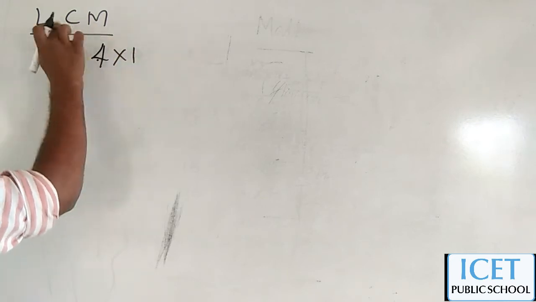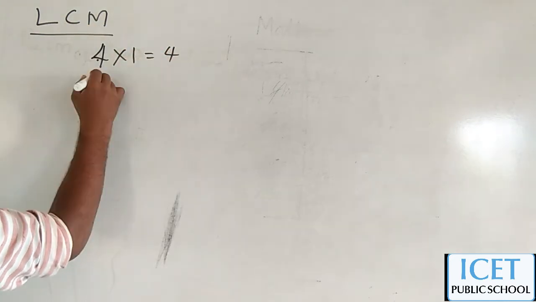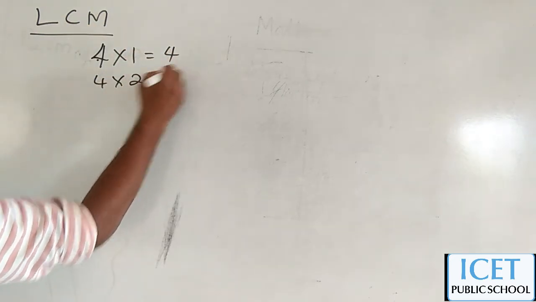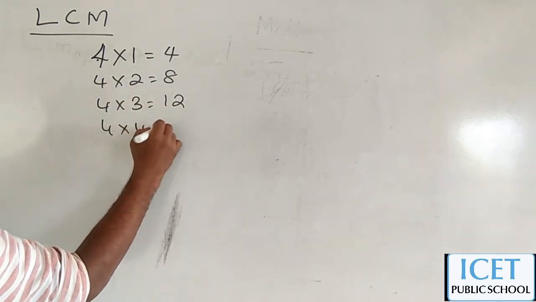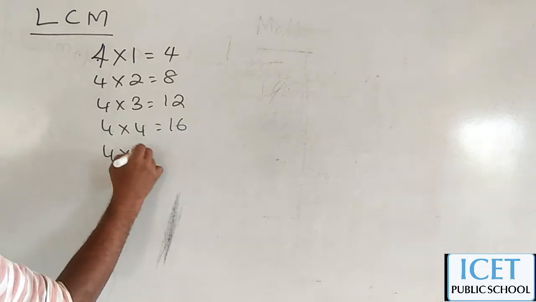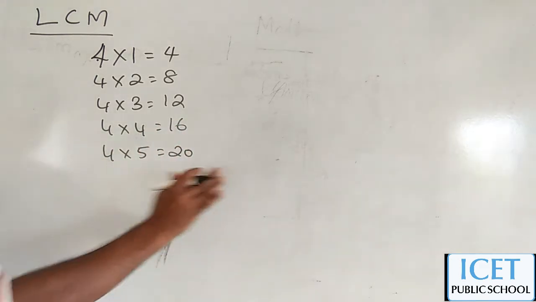4 into 1, you have to note LCM. 4 into 1 is 4. 4 into 2 is 8. 4 into 3 is 12. 4 into 4 is 16. 4 into 5 is 20. We can write up to infinity.